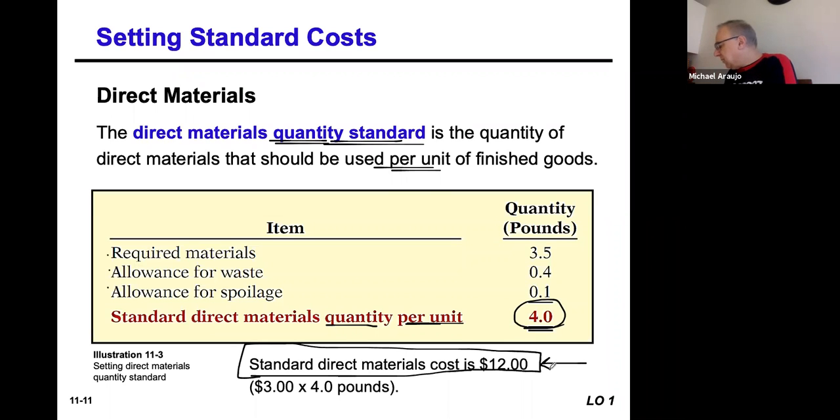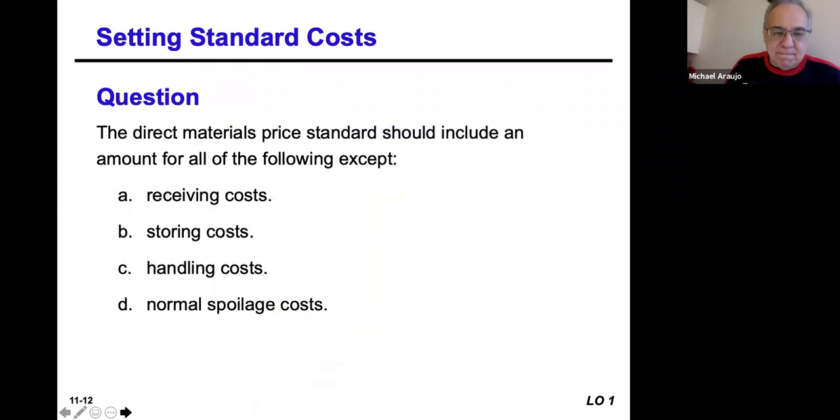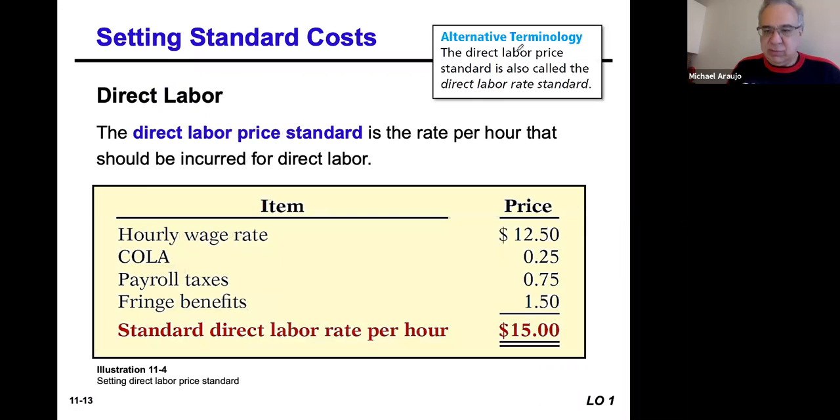And this, by the way, we're at the top of page 469, if you're following along. So the direct materials price standard should include an amount for everything except normal spoilage. Not something that's critical to know, but it is counted in. So the direct labor price standard.